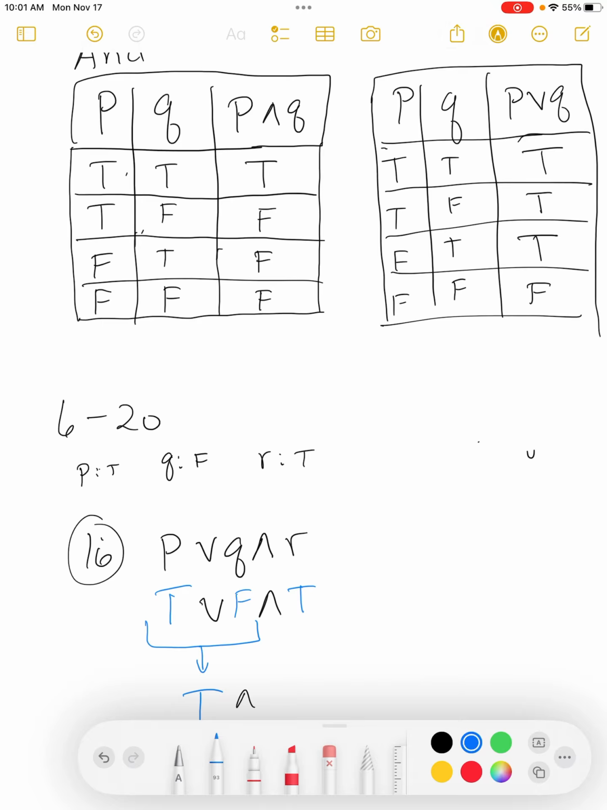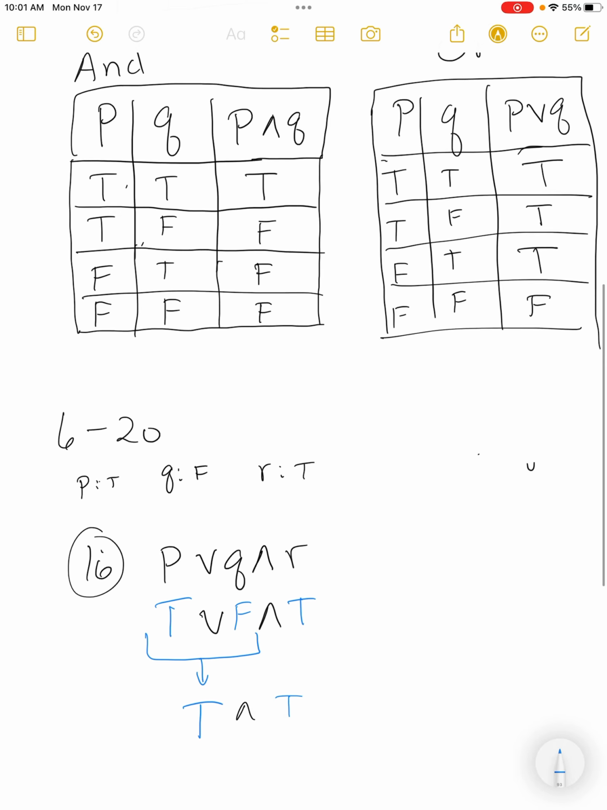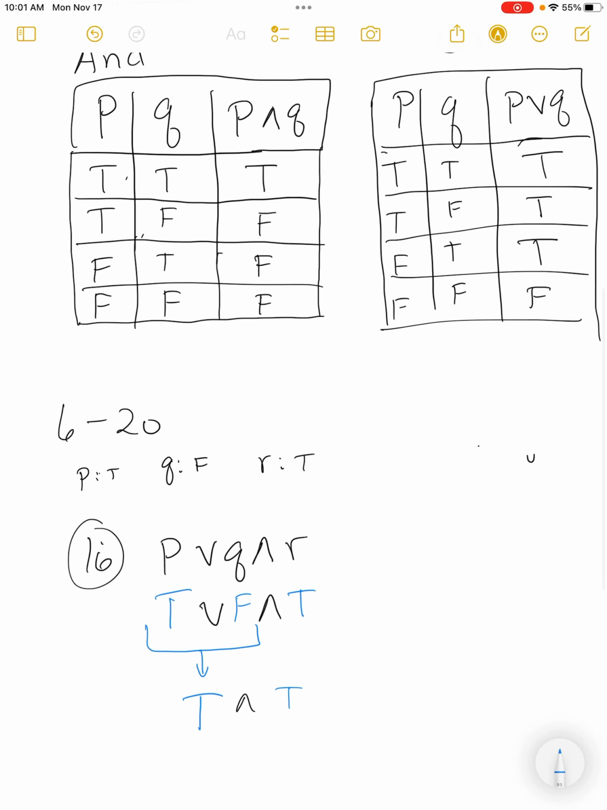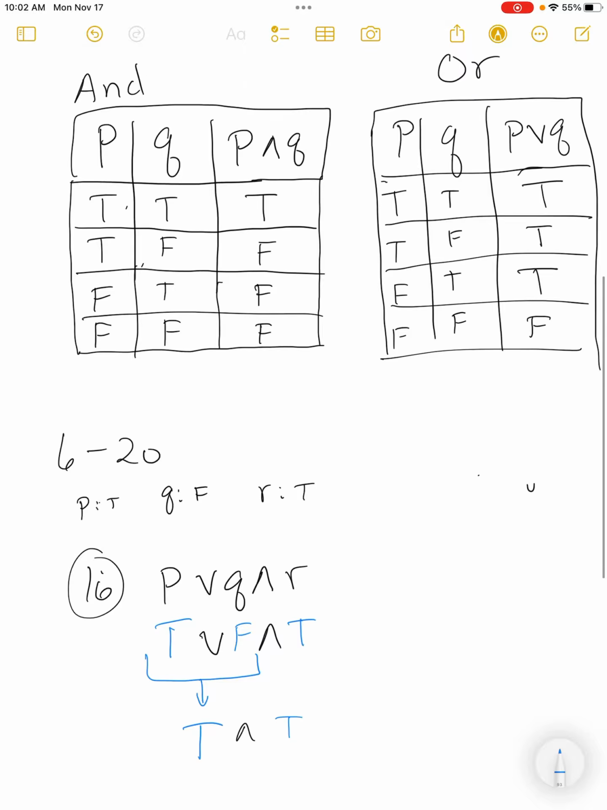And now we have true and true. Okay, so those two right there are true statements. So you just basically do things one at a time. It's very much like order of operations in arithmetic. So now you have a true and true.